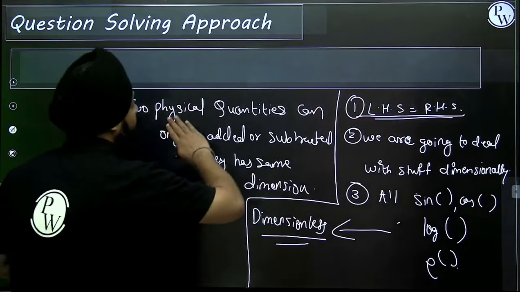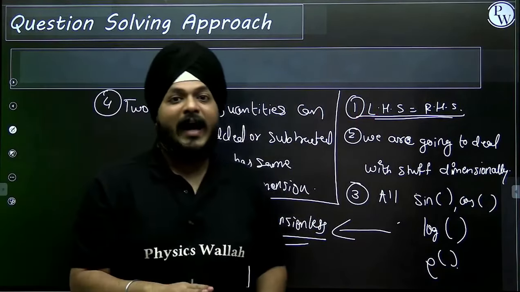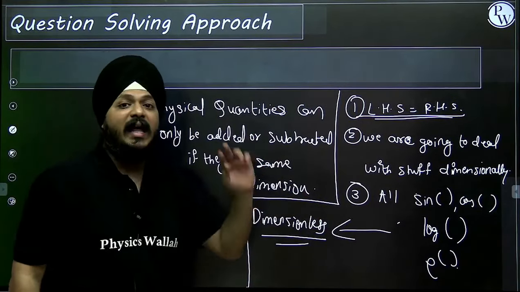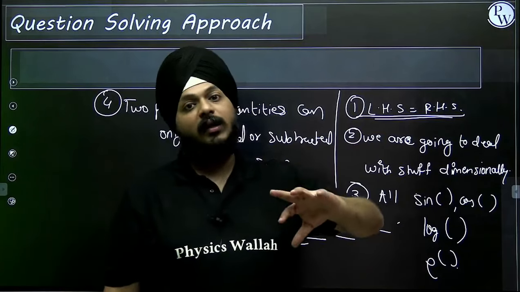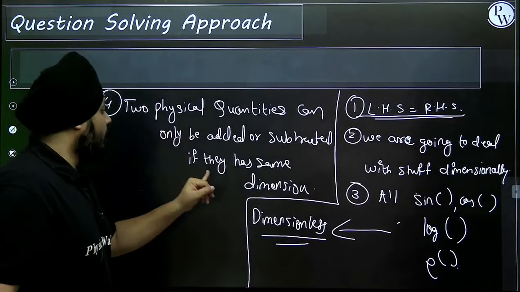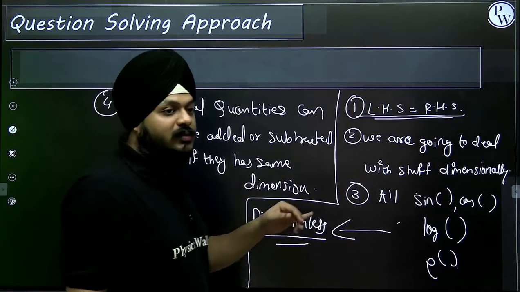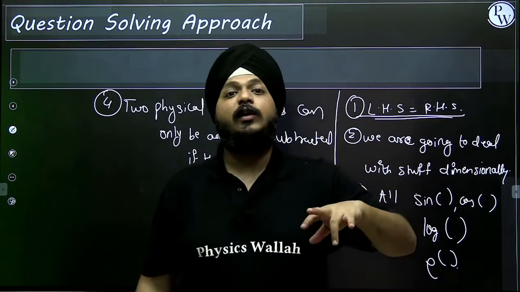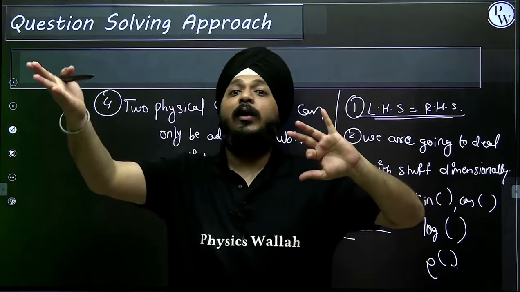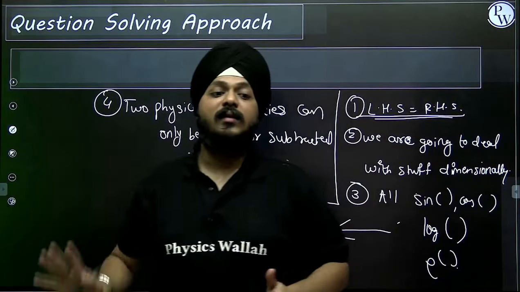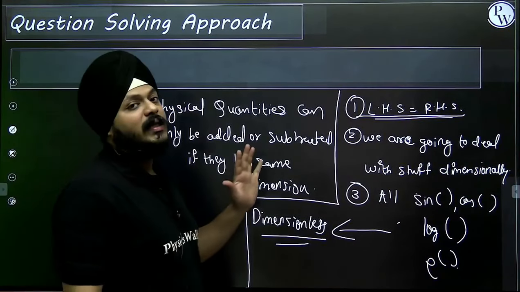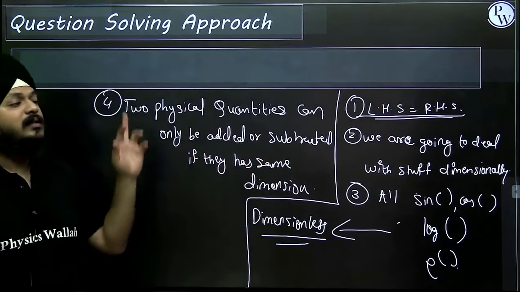And two physical quantities can only be added or subtracted if they have the same dimensions, whether it is an algebraic addition or a vector addition. Force will be added with force, velocity will be added with velocity, and with any physical quantity that has the same dimensions as velocity, right? So these four noteworthy points, if you want to take a screenshot of this, are the real question solving approach.